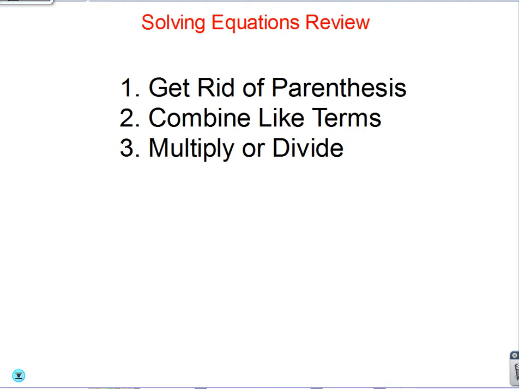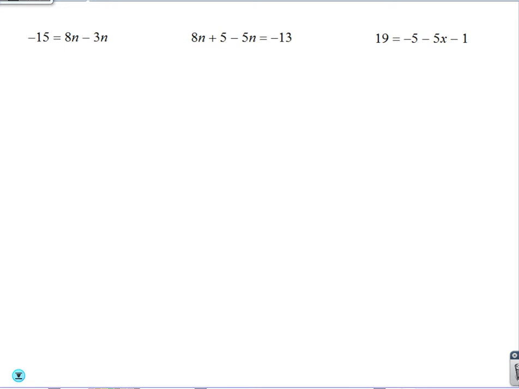Step number 2, combine any like terms that you have. What I mean by like terms, 2x, 3x. You can put those together. 5y, negative 7y. Oop, that's an x. Negative 7y. You can put those together. 5x, 2. Not like terms. Anytime you have like terms, those can be combined. That would be step number 2. And then step number 3, multiply and divide, and we'll get to that in just a second. All equations can be solved with those 3 basic steps. Let's solve some.